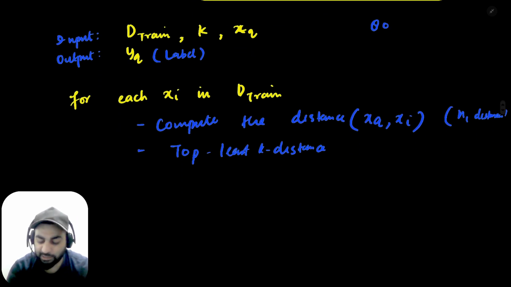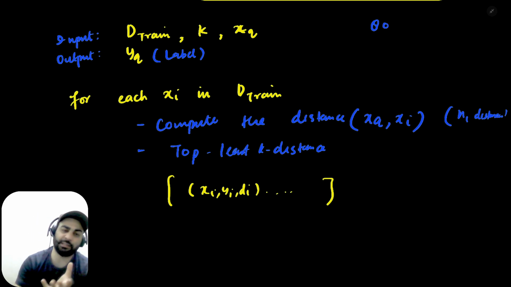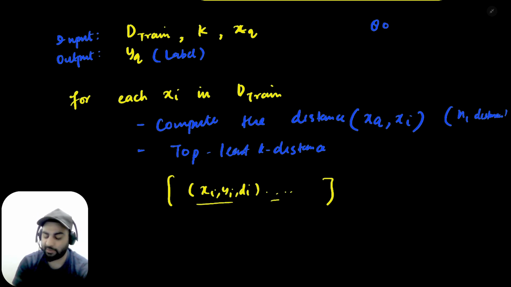Okay, and then you'll get something like this. Let's suppose you will initiate a list of neighbors. In that you will get some points like this: xi, yi, and di. This will go on, and this will be a list. Now let's suppose we have 3 NN. So you will take the top three neighbors which have the least three distances.